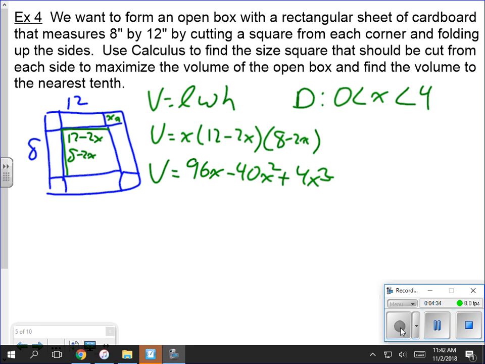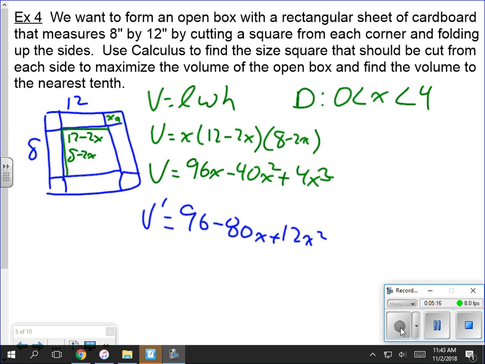Now what do I do? I take the derivative, set it equal to 0. V prime is 96 minus 80x plus 12x squared. Thank you. I have a feeling today I'm going to be a little off on a couple of things. Please check me and watch me on this stuff. Set that equal to 0.